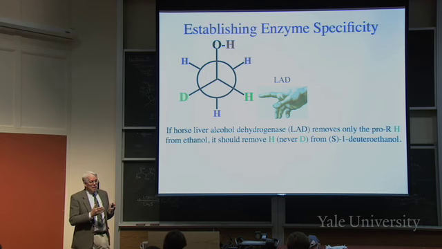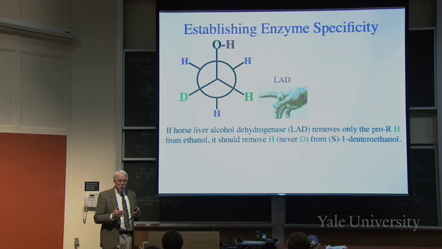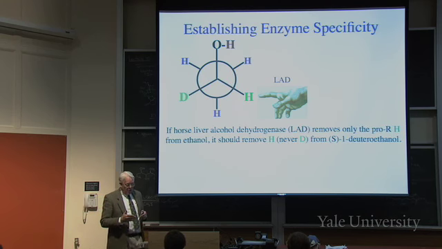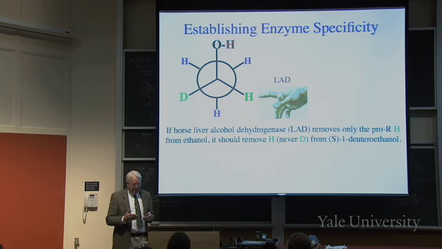If you had this compound, S-1-deuteroethanol, and you reacted it with this enzyme, if you always pulled off the H and left deuteroacetaldehyde, that would show it was specific. But if it weren't specific, then you'd sometimes get one and sometimes the other coming off, and you'd get different acetaldehydes. Some would have deuterium and some wouldn't, left behind.